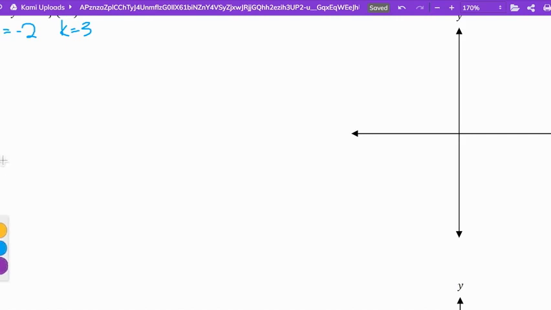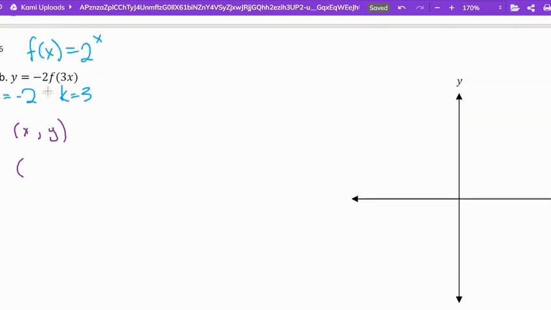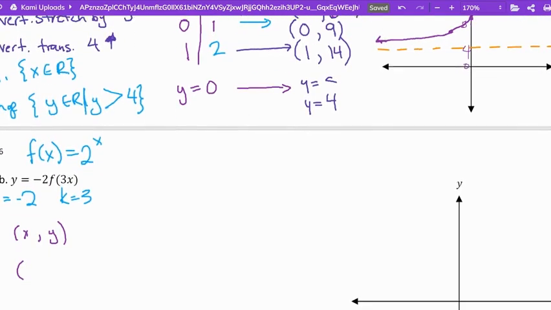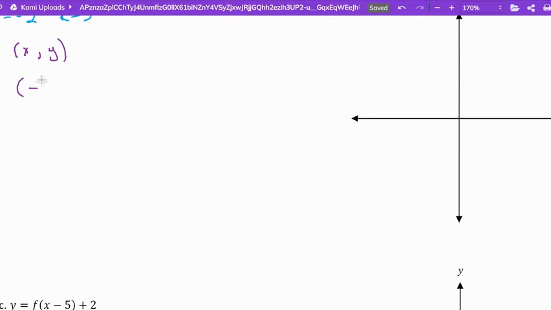Actually, wait, pause. Key points. Do we know the key points already? Yeah, we do. Same ones as in the last question. So I had, was it 1 or -1? -1, 1/2. All right, I'm just copying from the other question, 0, 1, and 1, 2. And then I had the asymptote of y equals 0.